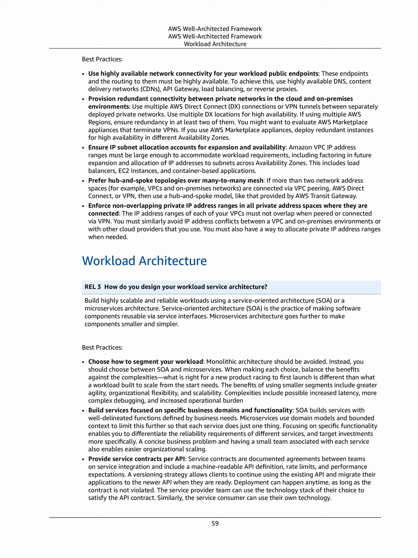Prefer hub-and-spoke topologies over many-to-many mesh. If more than two network address spaces, for example, VPCs and on-premises networks, are connected via VPC peering, AWS Direct Connect, or VPN, then use a hub-and-spoke model, like that provided by AWS Transit Gateway. Enforce non-overlapping private IP address ranges in all private address spaces where they are connected. The IP address ranges of each of your VPCs must not overlap when peered or connected via VPN. You must similarly avoid IP address conflicts between a VPC and on-premises environments or with other cloud providers that you use. You must also have a way to allocate private IP address ranges when needed.